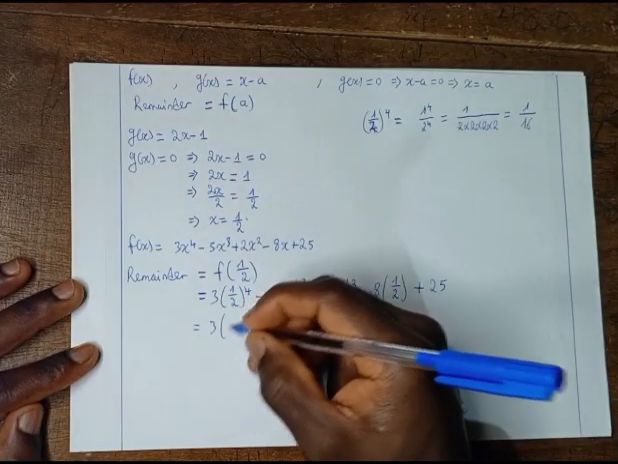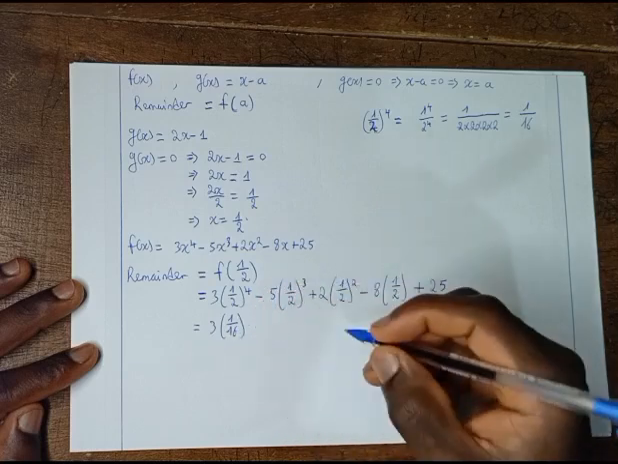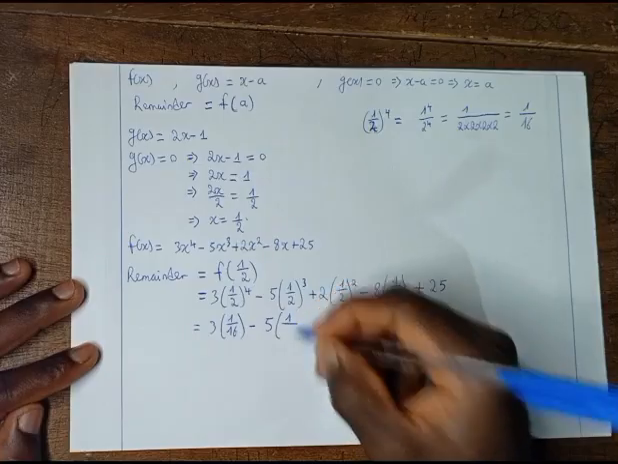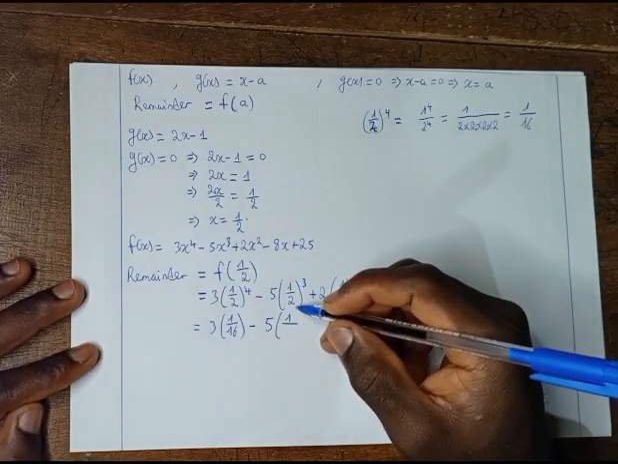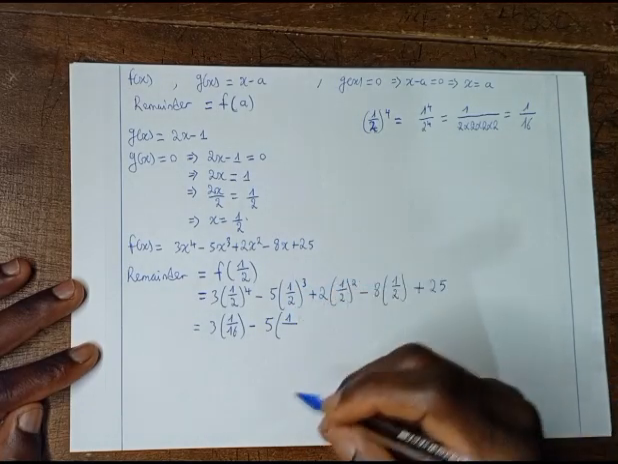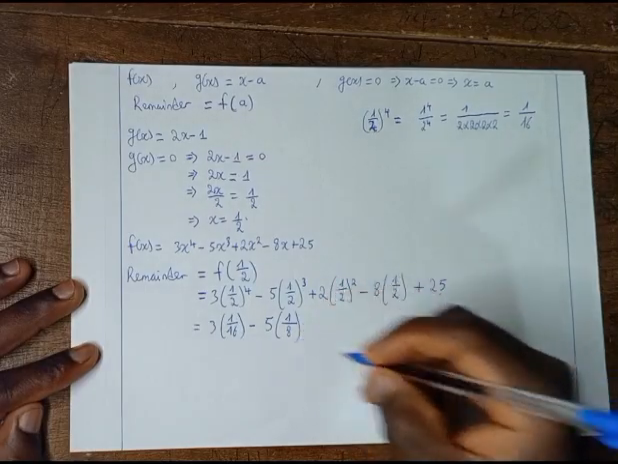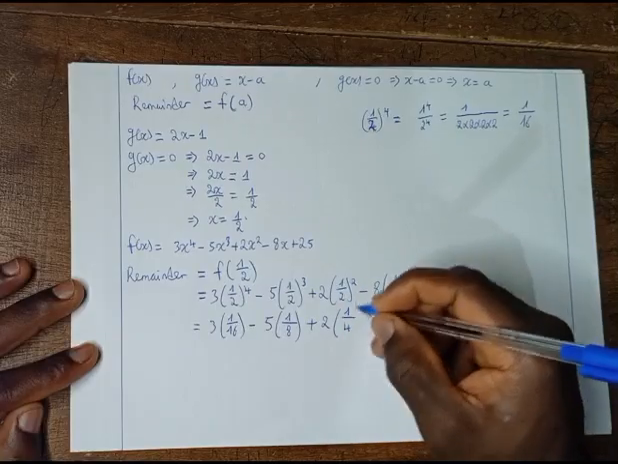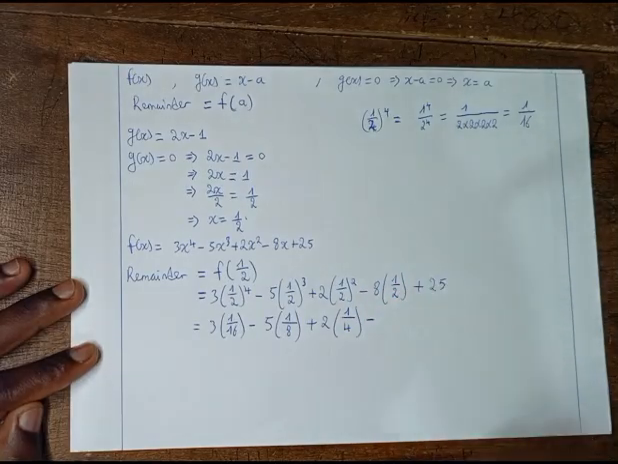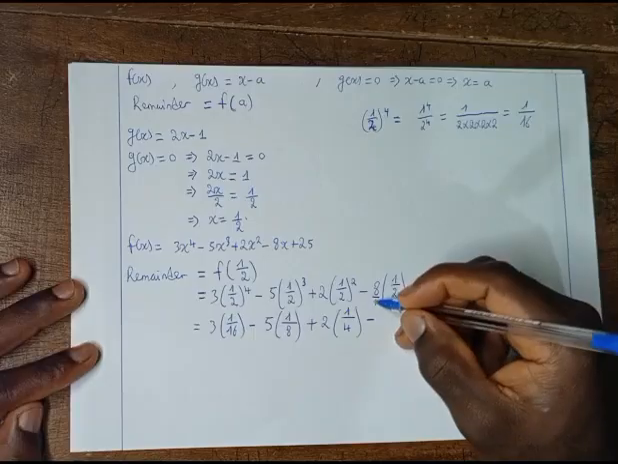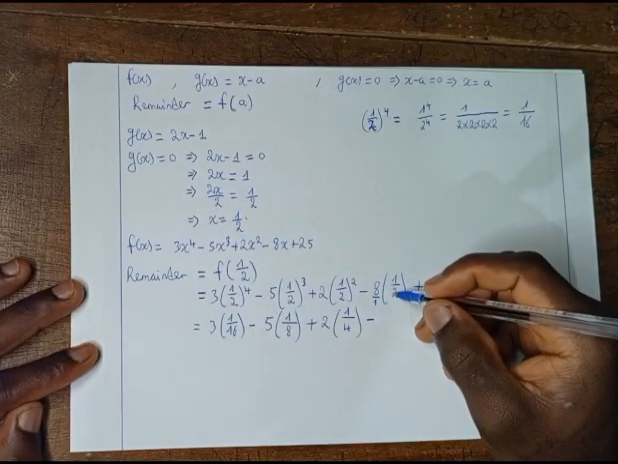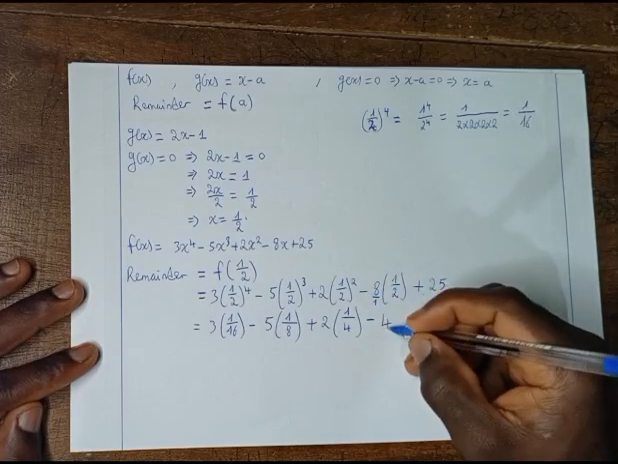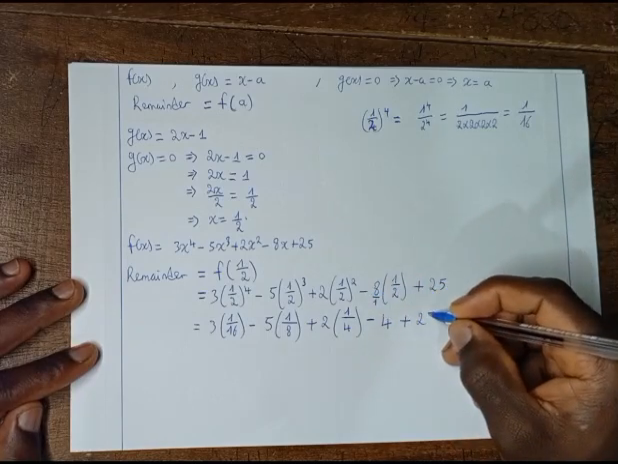So this will give us 3 times 1 over 16 minus 5 times 1 all over, we know 1 raised to the power 3 remains 1, 2 raised to the power 3 gives us 8, plus 2 times 1 over 4 minus, if you take 8 times a half, we know 8 here is the same as 8 over 1. You can simplify. This will give us 2 over here 1, 2 over here 4 times. This will give us negative 4 plus 25.